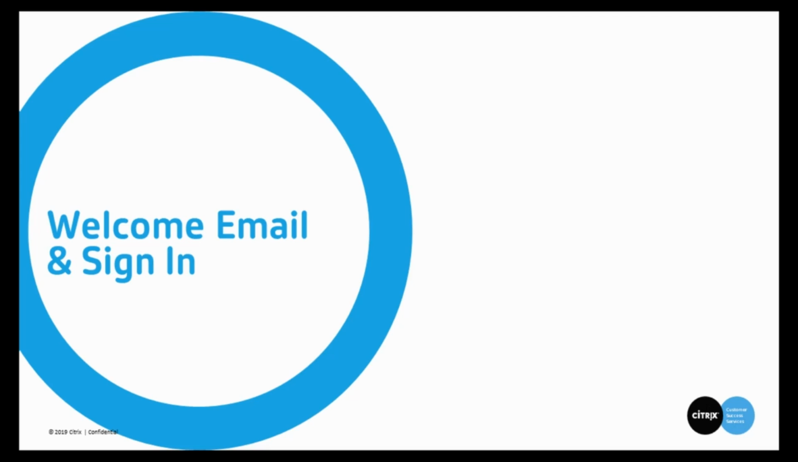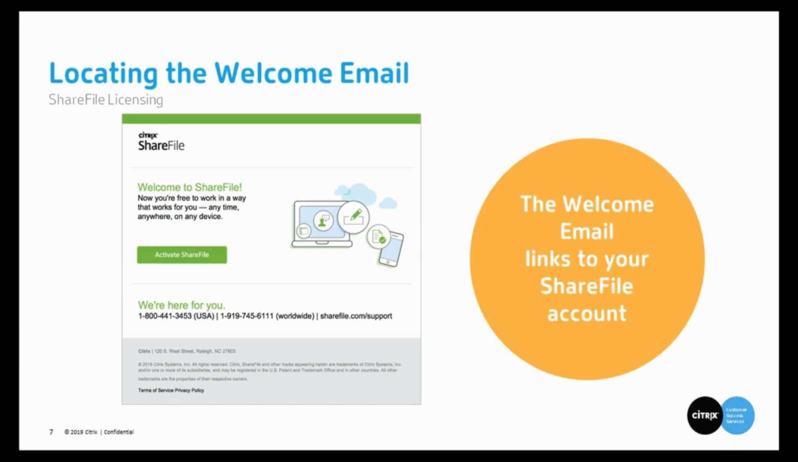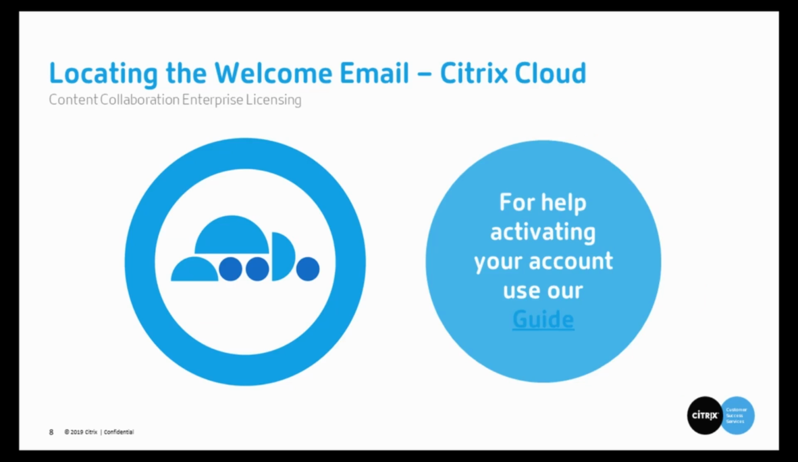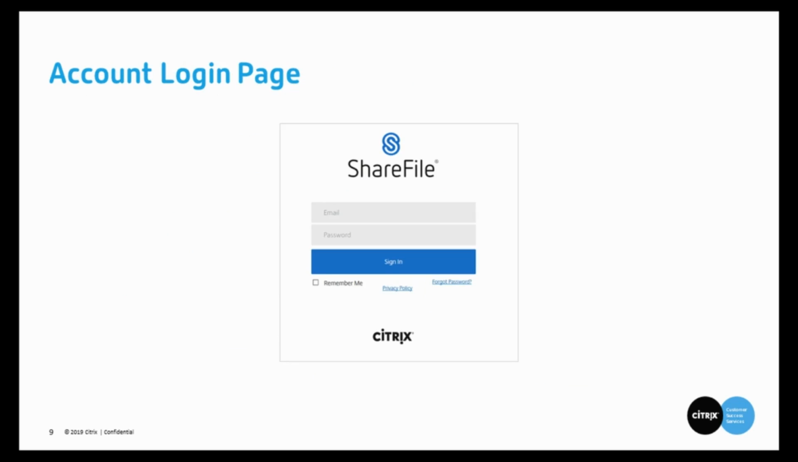So first things first, the admin of the account should be receiving a welcome email, and this is the initial email that ShareFile sends to the account owner or administrator. Depending on the version that you guys have, you should see something like this. But the important thing is that the account administrator should just click on Activate ShareFile in order to activate the account and start using ShareFile. Now, in case that you ever need assistance on activating your account or you misplace the email, you can always refer to the resource available in order to get assistance.